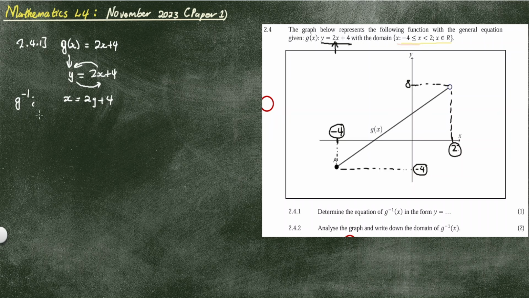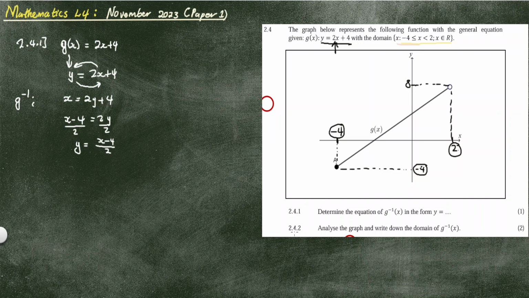But the next task would be to make y the subject of the formula. So bring 4 over this side: x minus 4 equal to 2y. Divided by 2, divided by 2. Then you eventually find that y is equal to (x minus 4) over 2. So this is what we have as our equation for the inverse function.